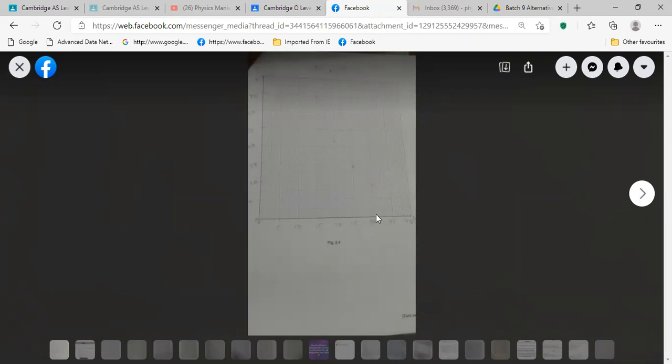Did you give the quantity and unit, Dilti? Yes, sir. Here I see N is given, and here you give L in centimeters, right? Okay, sir. 0, 10.